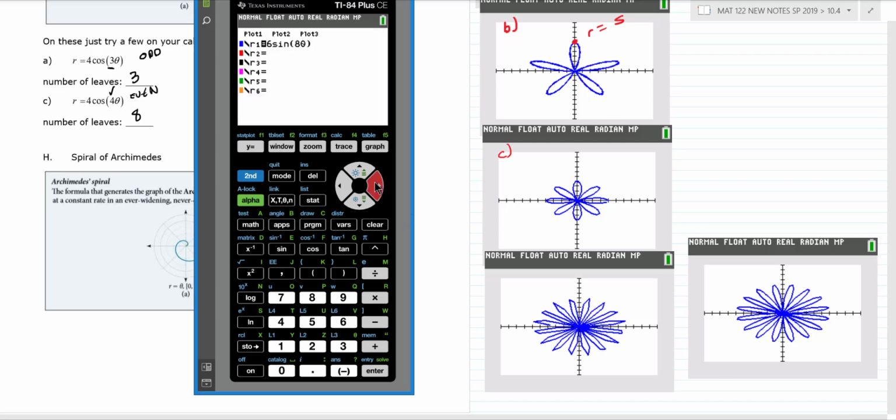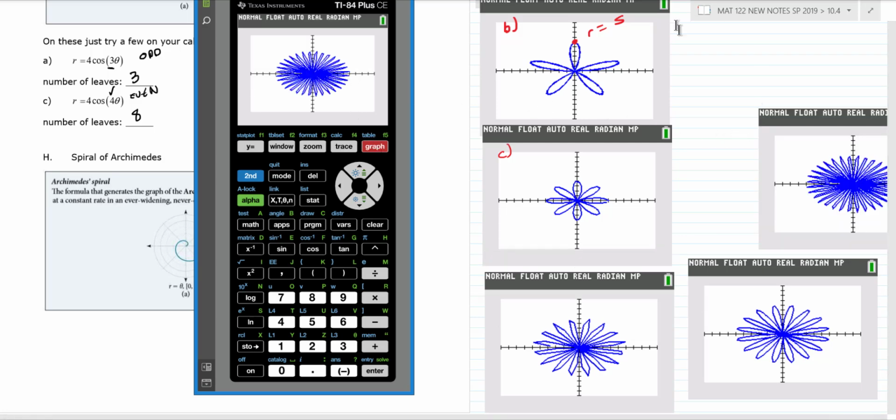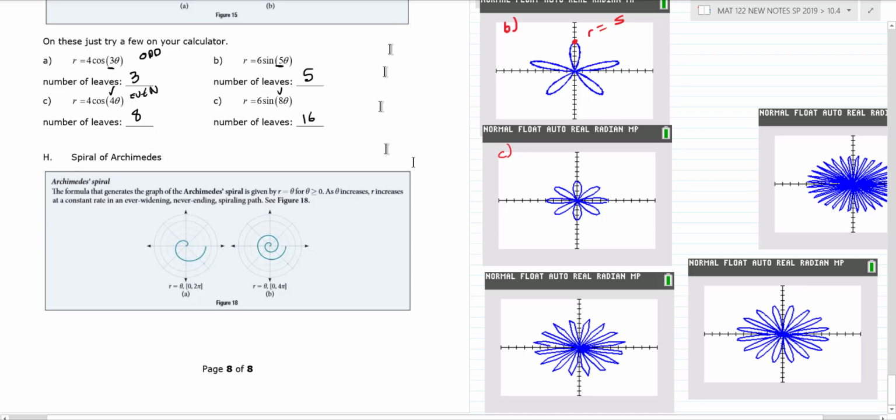So these things get cooler and cooler as you go. If I wanted to make that 16 theta, then this is going to have 32 petals. Isn't that amazing? That is so cool. All right, polar graphs are just really cool. All right, so let's do the spiral. I'll show you how to do the spiral.